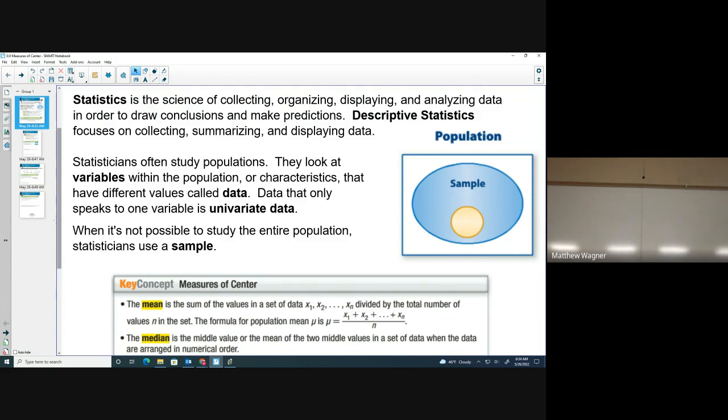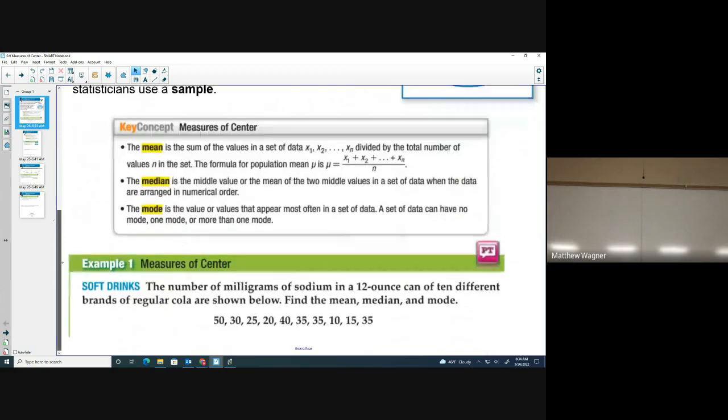The three things we're first going to explore are measures of center. Hopefully you've heard all these terms before: mean, median, and mode. If you haven't, mean is the average, median is the middle number when arranged in numerical order, and mode is the most common. If there is not a repeated value, then there is no mode, and that's totally okay.